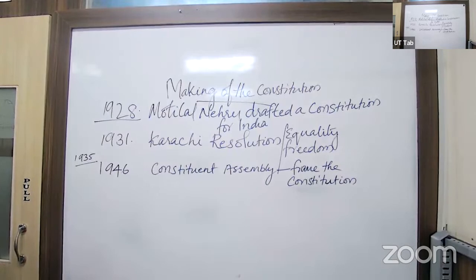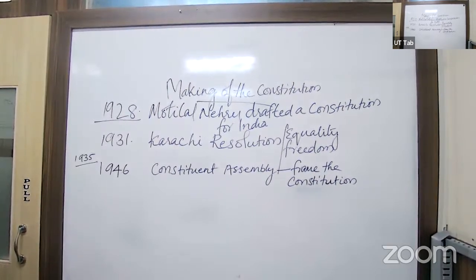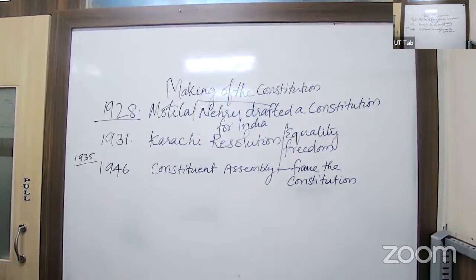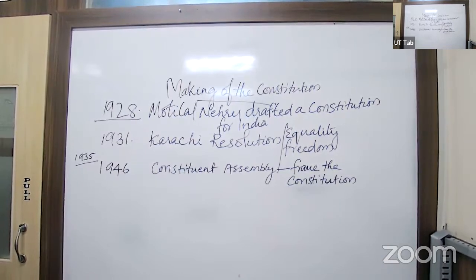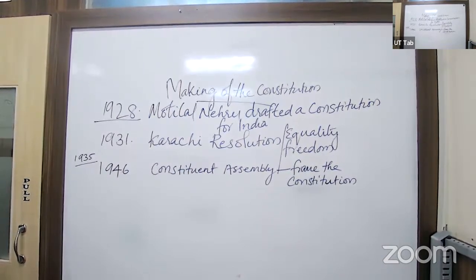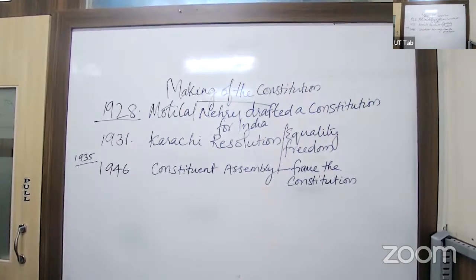1937 onwards. That is still 1946. This condition was going on. Understood? So, in between the nationalist movement, many important events have taken place. The British did not plan to give independence.